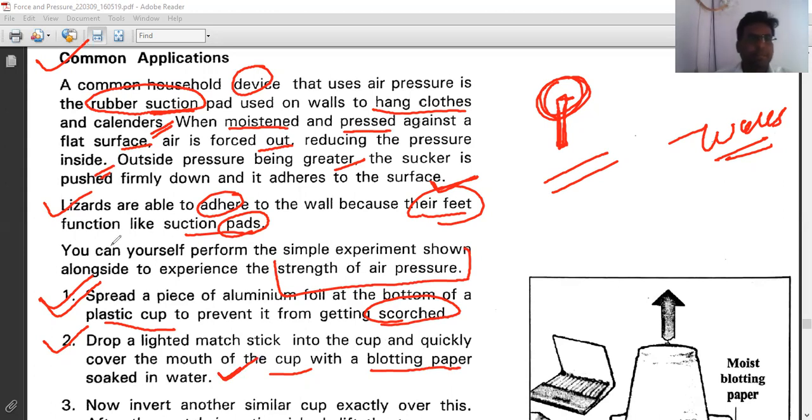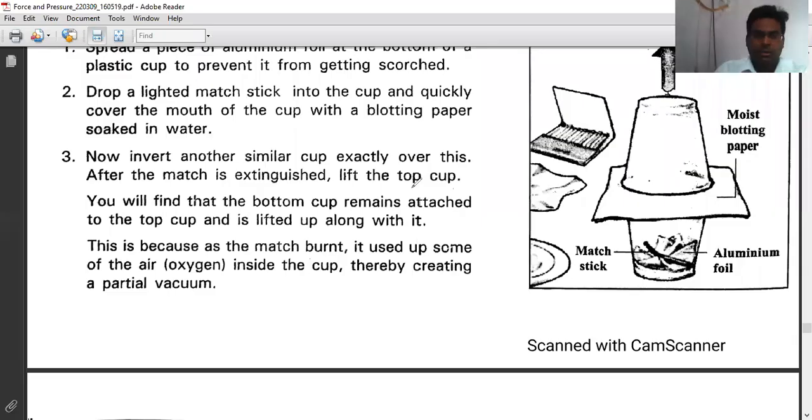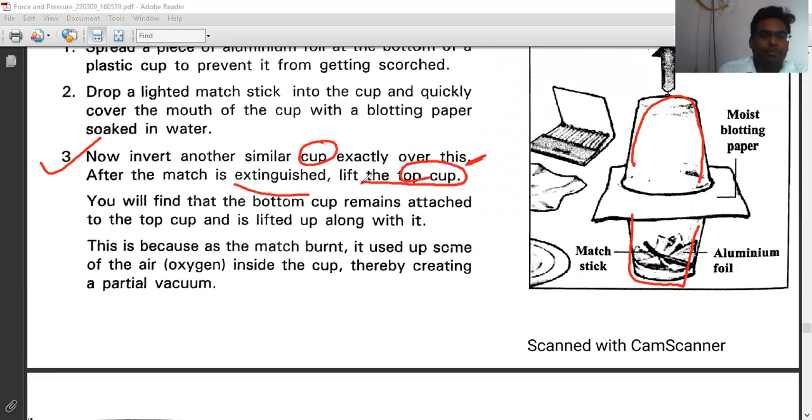Right. So this is the main application of pressure. Please read. Look at the third point. Third point is now invert another similar cup exactly over this. So this is another cup and this one is another one, right? After the match extinguishes, lift up the top cup. You will find that the bottom cup remains attached to the top cup and is lifted up along with it, right?